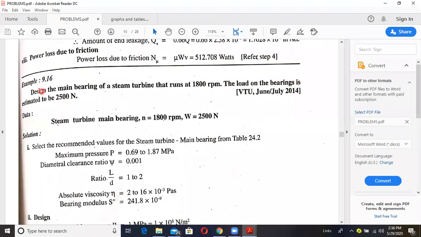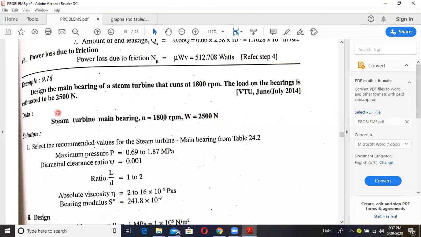So next problem: design the main bearing of a steam turbine that runs at 1800 rpm. Now we are going to design a bearing which is used for steam turbines that is running at 1800 rpm. The load on the bearing is 2500 Newton. So the type of application given is steam turbine. Speed n is equal to 1800, W is equal to 2500.